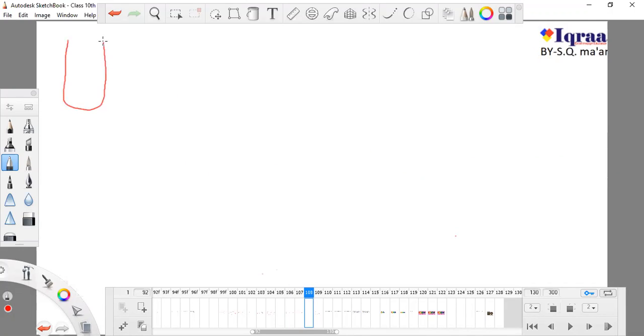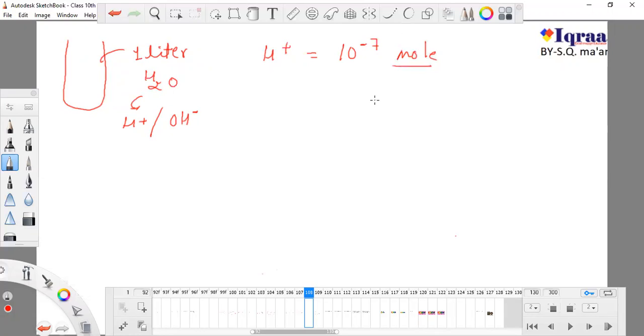Now what is the meaning of this 7? Look, this is my test tube and I am using 1 liter of water in this, 1 liter of H2O. Now if I want to calculate how many H plus ions and how many OH ions are present in this test tube, which is filled only with water, then I will say that in this test tube, the amount of H plus ions is 10 to the power minus 7 mole. Now what is this mole? If I want to find this mole, then I will do a calculation.